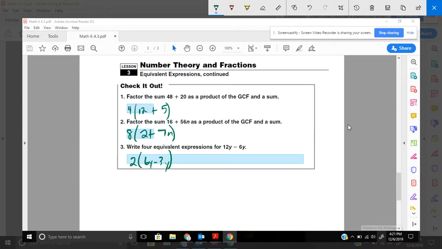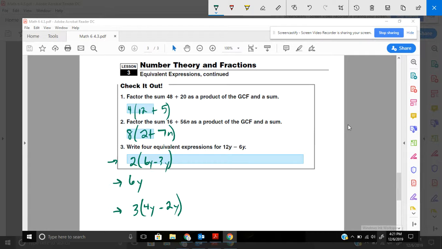You could actually just subtract these. 12y minus 6y, that would be 6y. That's another way to write an equivalent expression. You could factor out 3. So these both have a common factor of 3. So 12y divided by 3 would be 4y minus, and 6y divided by 3 would be 2y.